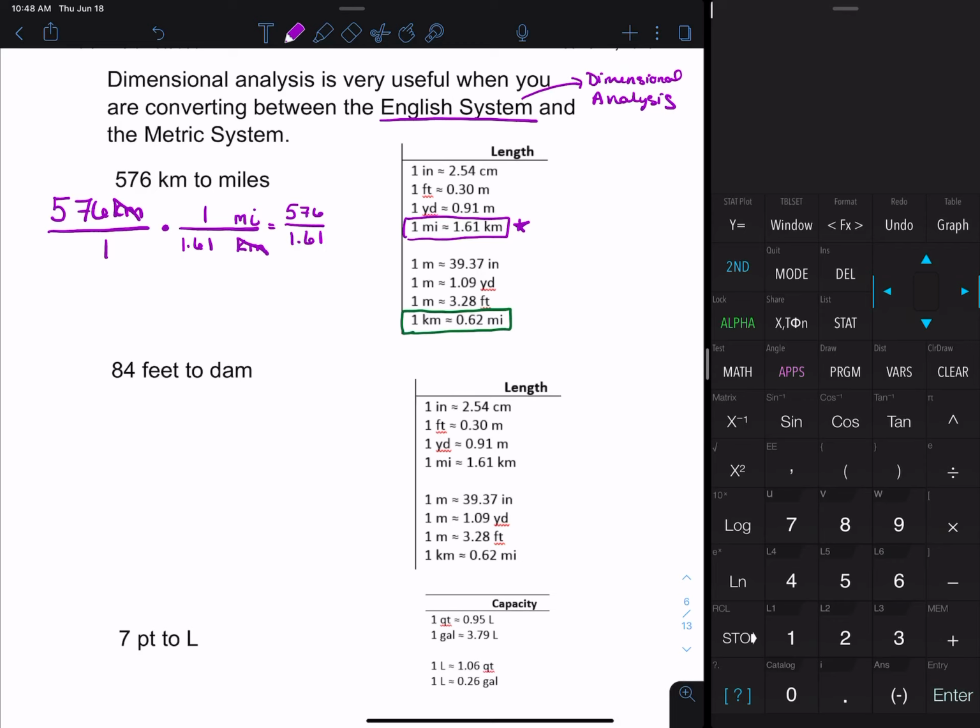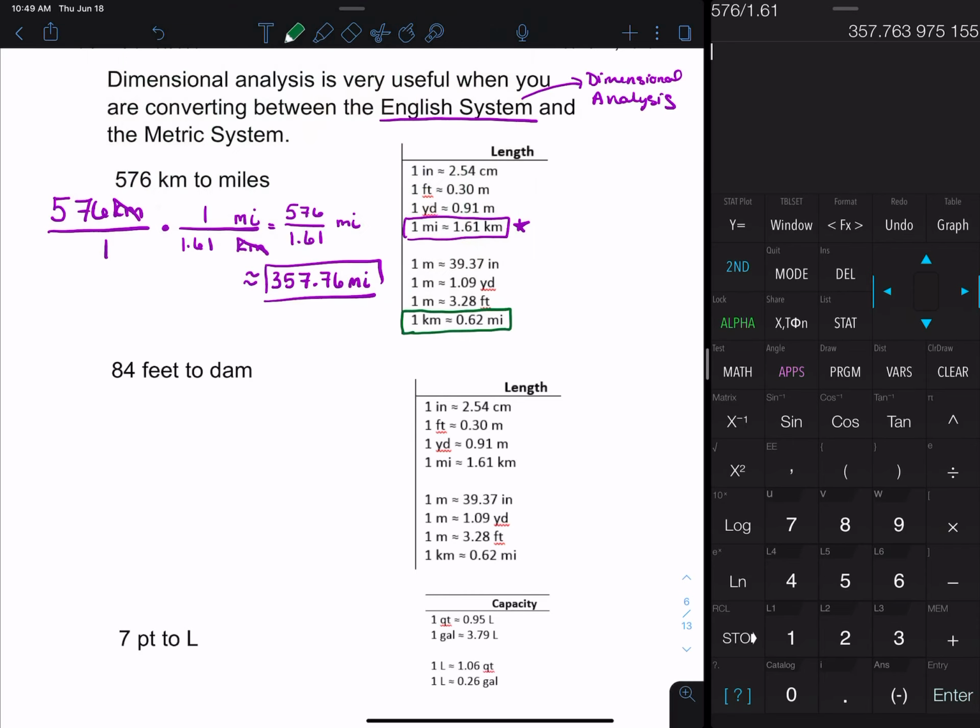The kilometers cancel out, so it's miles. And then I know that fraction bar means division. So I'm going to do 576 divided by 1.61. And if I do that, it gives me this large number. I'll round it to the nearest hundredths place. So I would say that it's about 357.76 miles.